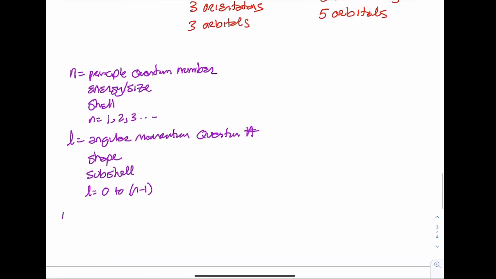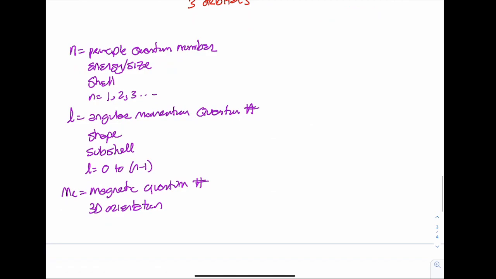And then we had m sub L. That's my magnetic quantum number. It defined the three-dimensional orientation of our region of space, right, of our orbital, and this gives the number of orbitals per subshell.